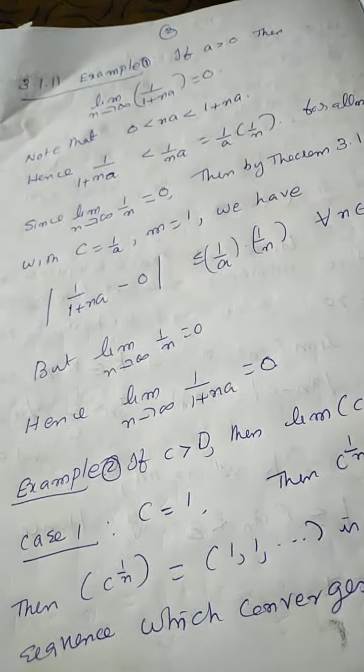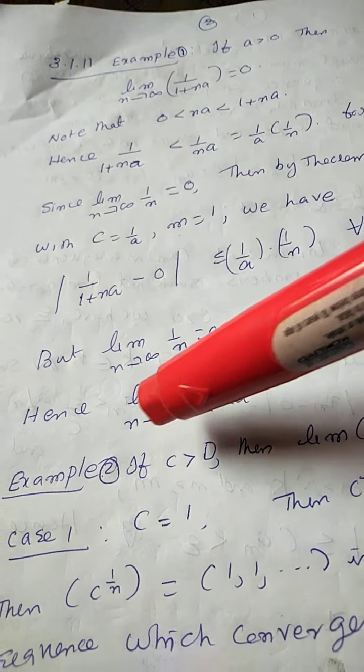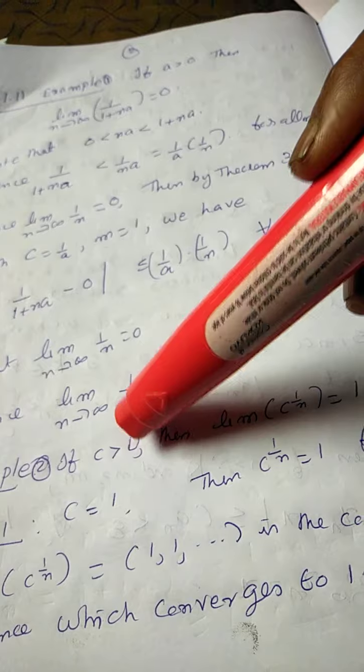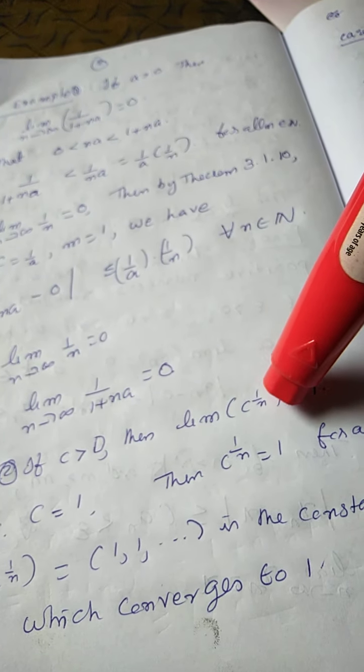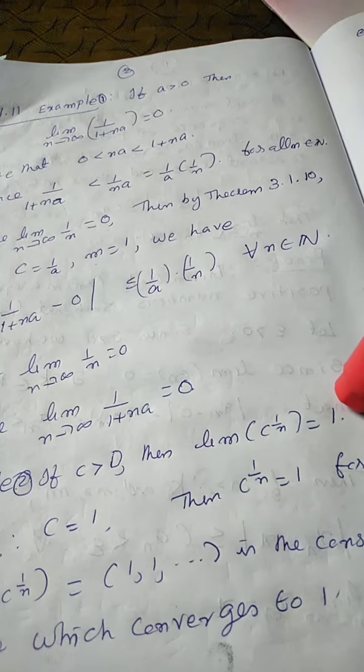Now next is very important. If c greater than 0, then limit n tending to infinity c raised to 1 by n equal to 1.